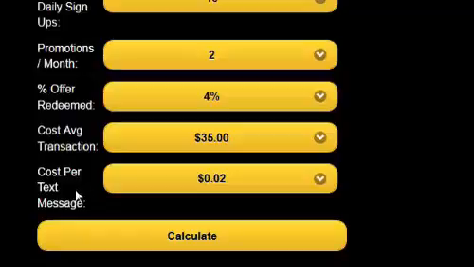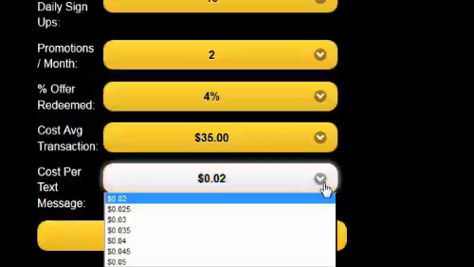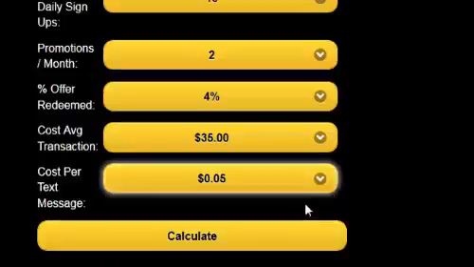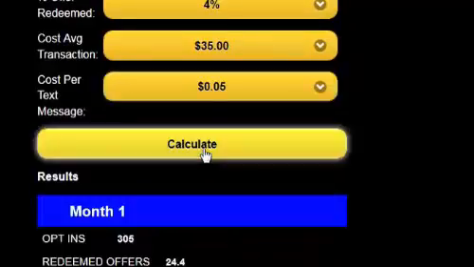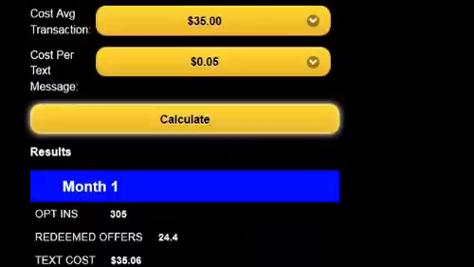Your cost per text message, I'm going to go high on that because the most you'll ever pay is 5 cents per text message. That's almost 1/10 of what it costs to mail a letter. So now, after you put in your figures on the next tab and play with it, you're going to hit the calculate button. And this is what's going to come up.